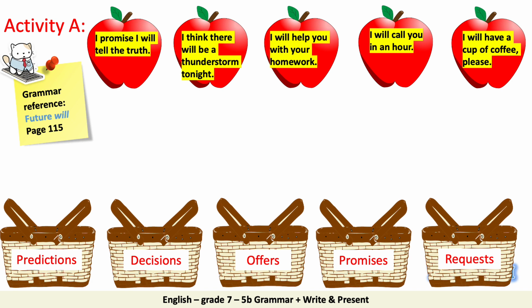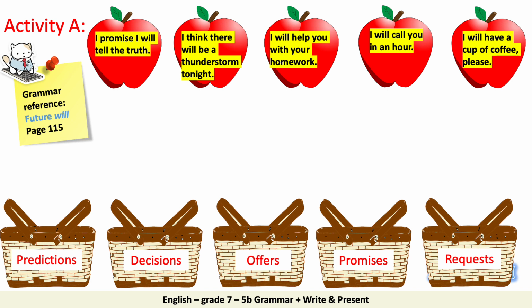In today's first activity, we're going to match the sentences in the apples with the correct use of the future will. As you can see, there are 5 sentences, each is an example of a different usage of the future will. Can you figure out which is which? Remember to pay attention to the keywords in each sentence.